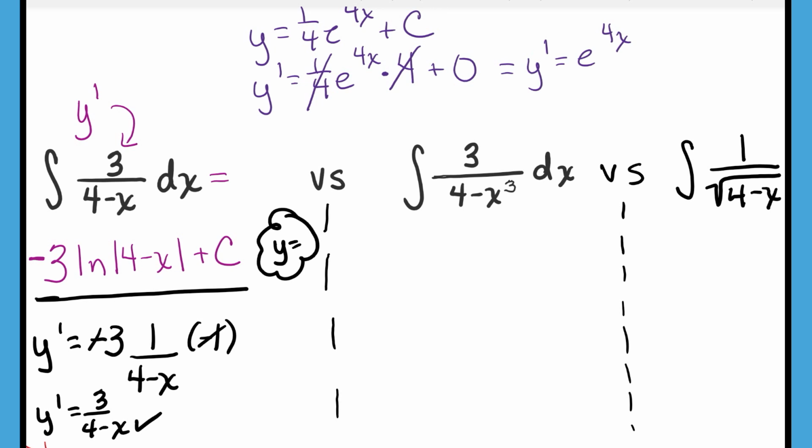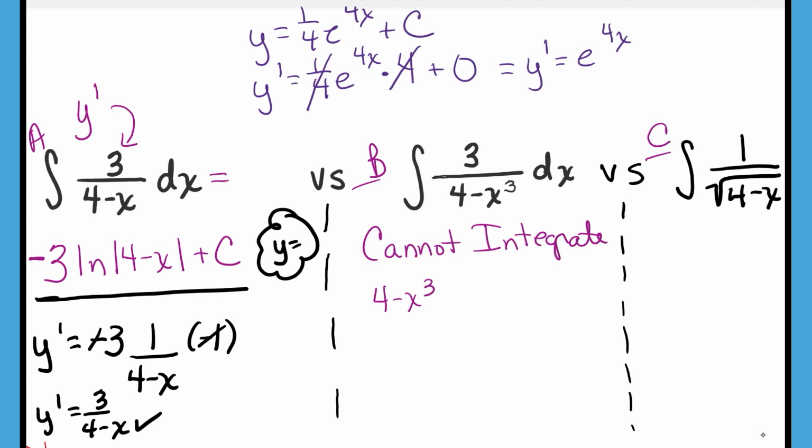Now this second, we're going to call this A, B, and C again, so we have some reference. That's A. We're going to call this B and call this C. So in B, this is a little different because the derivative of the bottom is 3x squared. And I do not have a 3x squared anywhere in this problem. That means at this time, I cannot integrate this. Let me say that again. If 4 minus x cubed is my inside function, the derivative would be -3x squared.